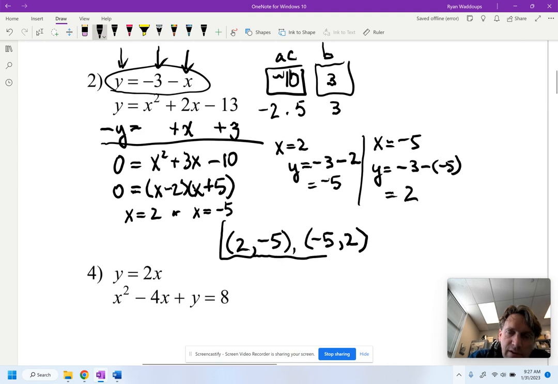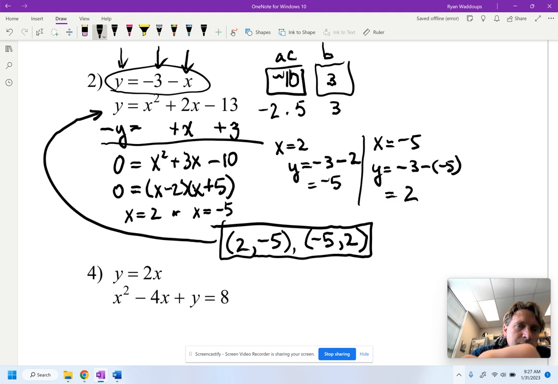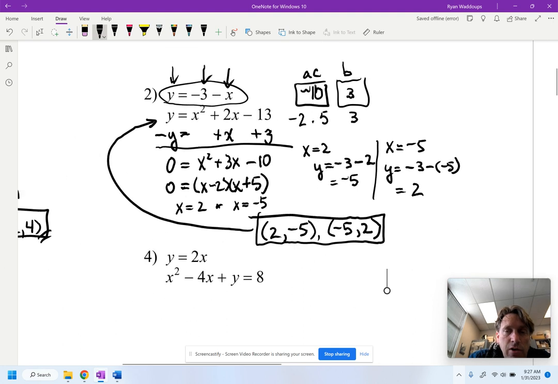You can take this solution and plug it into this equation here, the x and y values in for x and y, and check to see if it makes it a true statement. And that's one way that you can check this so that you know that your answers are right.